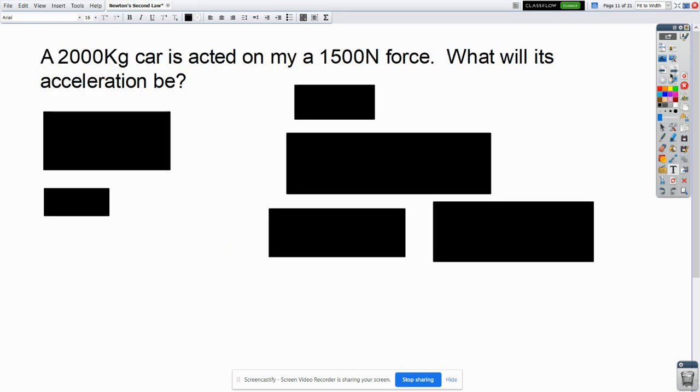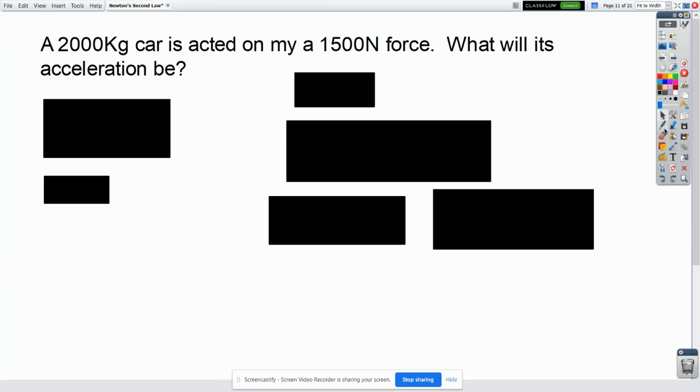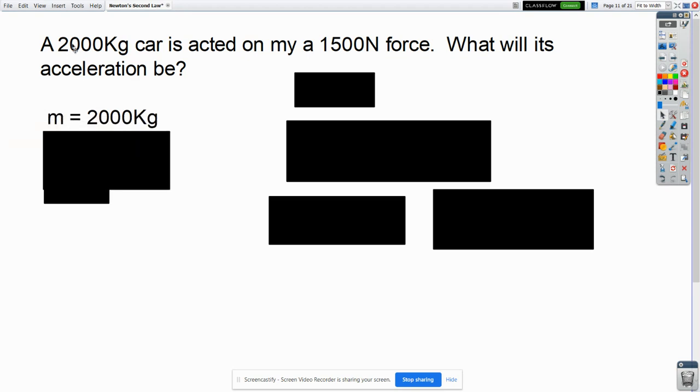So let's do a couple math problems. Work through some of the little twists and tricks that you might see along the way using the problem-solving approach that I've been using all along. First step is identify what these numbers are. 2,000 kilograms. Kilograms measure mass. Doesn't say a mass of, that's just based on our knowledge of what kilograms measure. It's acted on by 1,500 Newton force.